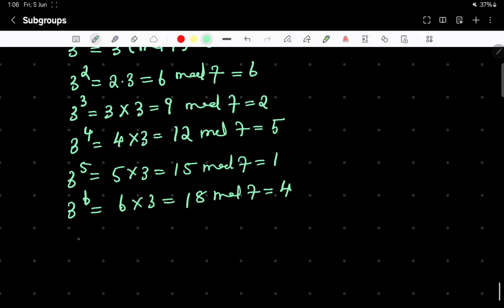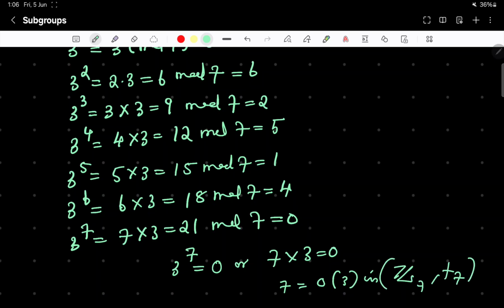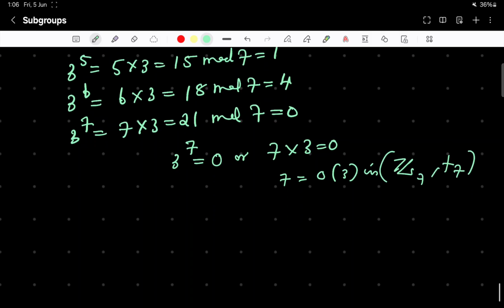Okay. Now you can work out 3 power 7. So 7 times 3, this is 21 mod 7. 21 mod 7 is 0. Why? Because 3 into 7 is 21, so 7 divides 21 completely. So what you get is 3 raised to 7 equal to 0, or you can write 7 times 3 equal to 0. That means 7 is the order of 3 in the group Z7 under addition mod 7. Okay, so this is the way you have to find the order, right?